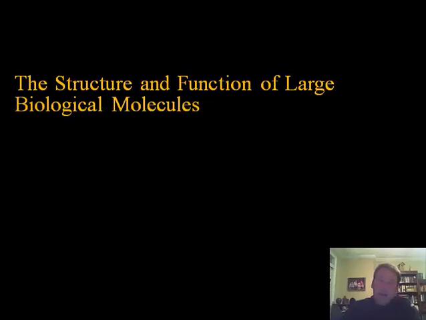Okay, our next podcast is going into biological molecules. So we have talked about carbon and these large carbon molecules, organic molecules. And so now we are going into some of these, and we're going to look at these large molecules and what functional role they play in living organisms.